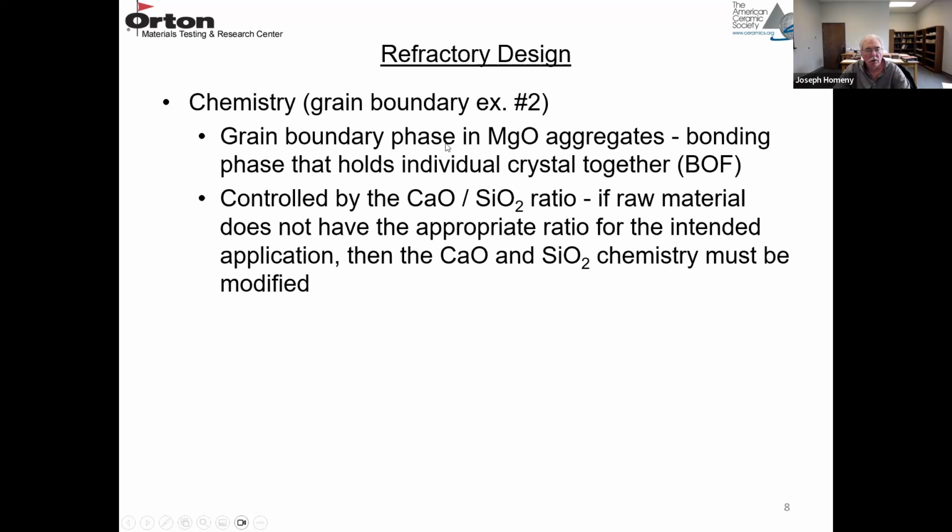So you want to engineer the grain boundary phases in these MgO aggregates, these polycrystalline aggregates. If the raw material doesn't have the right ratio for the intended application, which in this case would be a basic oxygen furnace, you have to adjust the chemistry. So you have to modify the lime and silica contents in the grain boundary. So that's an example of a chemistry example modifying a grain boundary.